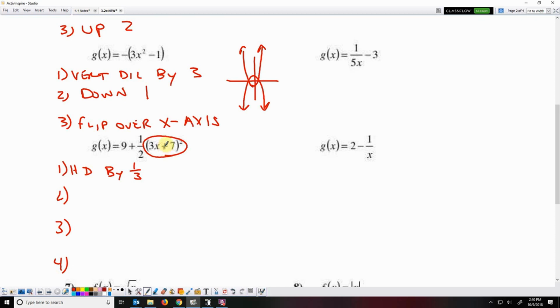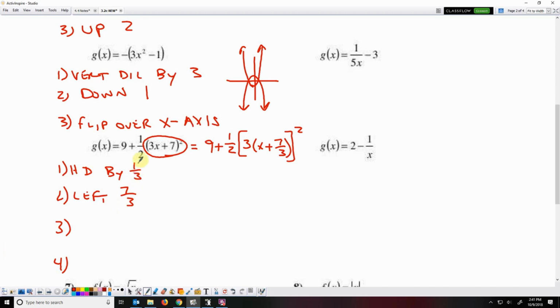But remember, when there is a horizontal dilation and translation, I have to factor. So that's the same as 9 plus 1/2 times 3 times x plus 7 divided by 3. So I factored out that 3. Okay, so you don't really have to write this every single time, but just know that you have to do 7 divided by 3 to find the translation. So that translation of plus means it goes left 7/3 of a unit.